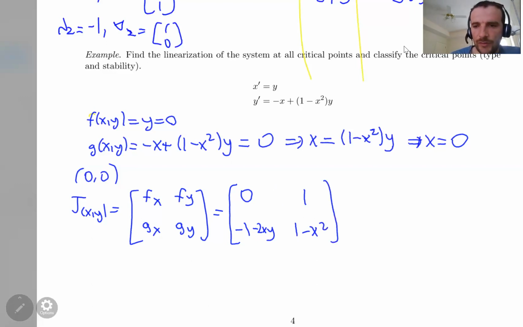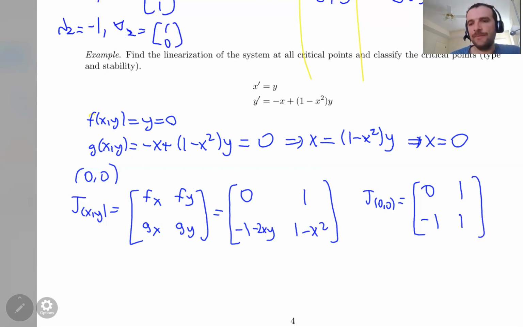So what is the Jacobian at 0, 0, right? This is our Jacobian to worry about. If you just plug in 0 and 0 in the Jacobian, it will be 0, 1. So this part will be 0, so negative 1, and this part will be 1. Okay, cool. So, okay, this is the Jacobian.